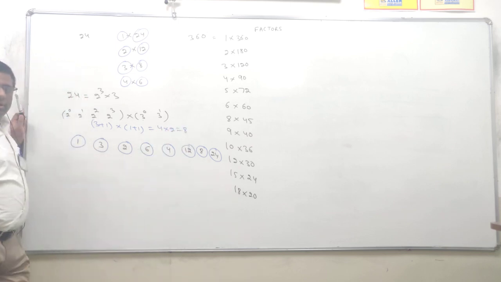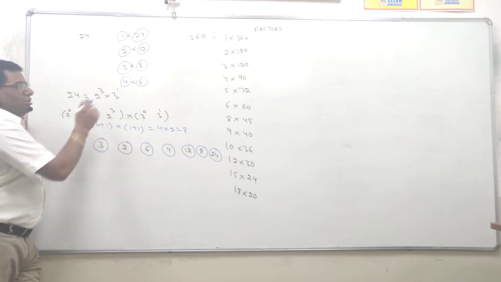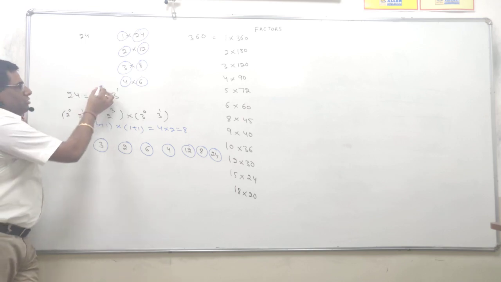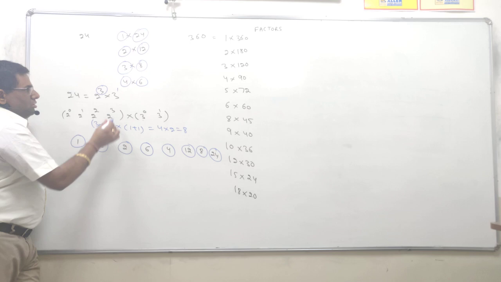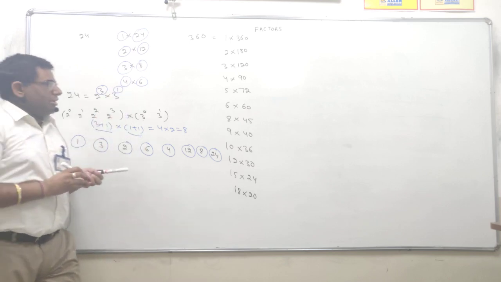The prime factorization of 24 is 2 cube into 3 raised to the power 1. So the total number of factors can be found as 3 plus 1, and for the second prime the power is 1, so 1 plus 1. Okay, so I am writing the criteria here.